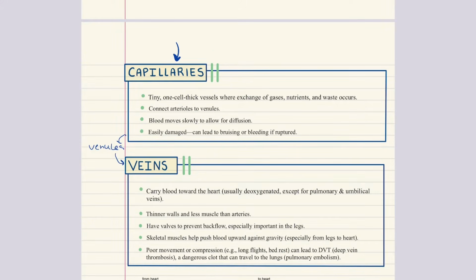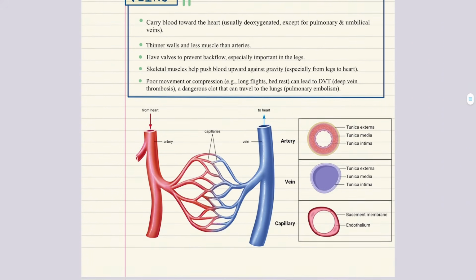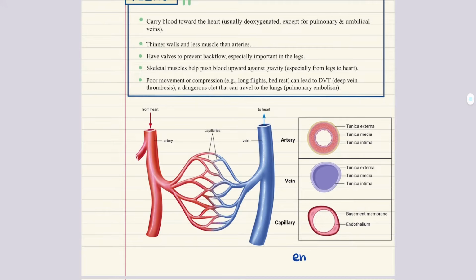Now, one thing all these blood vessels have in common is that they are lined with endothelial cells. These cells form a thin, smooth layer on the inner surface of vessels, and they help maintain vessel integrity, and they help regulate blood flow, and they allow substances to pass in and out of the bloodstream.